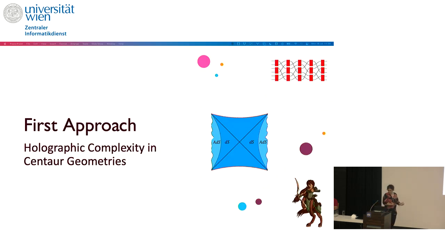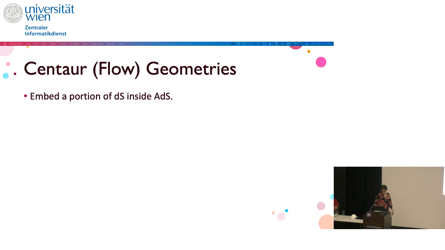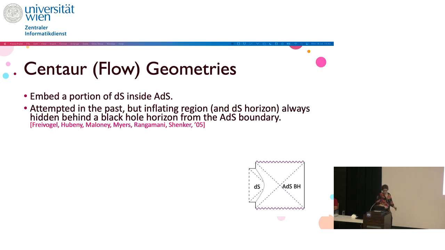All right, so let me take a look at the first approach and explore holographic complexity in flow geometries or centaur geometries. So what is the idea? Here, as I said, to embed a portion of de Sitter inside AdS. And this was attempted in the past, but it was always found that the inflating region, and in particular the de Sitter horizon, is always hidden behind the horizon of a black hole from the AdS boundary, as you can see in the figure.